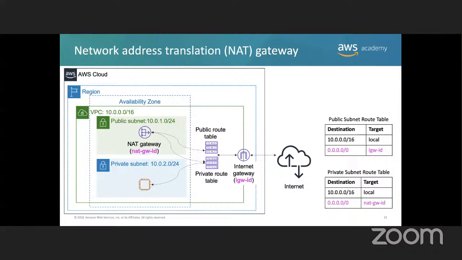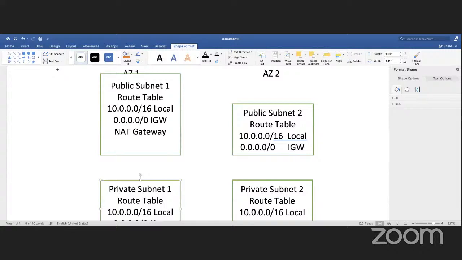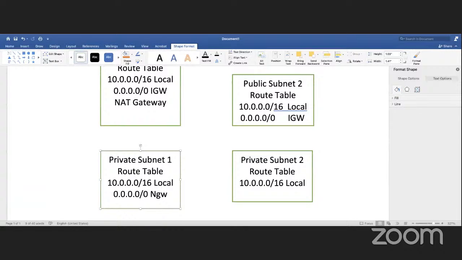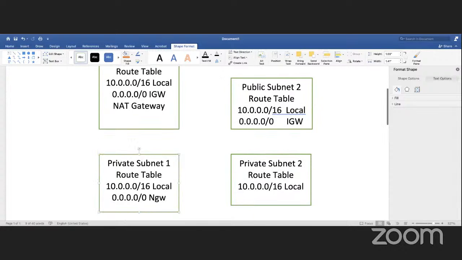Go back to your diagram. So you configure the NAT gateway in the public subnet route table. Yes. And then when you put the NAT gateway entry in your private subnet, it then contacts the NAT gateway in the public subnet, public route table? First, no. It has nothing to do with the route table in the public subnet. The route table that counts is the one in the private subnet.